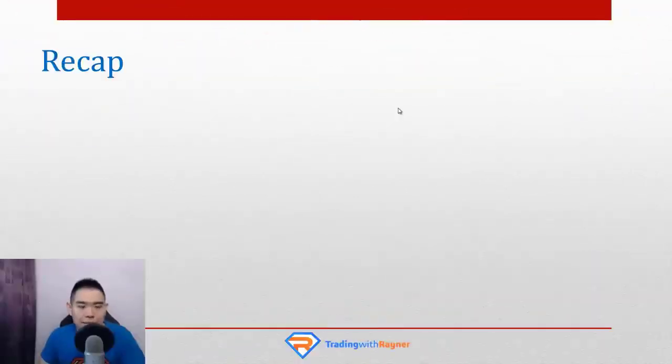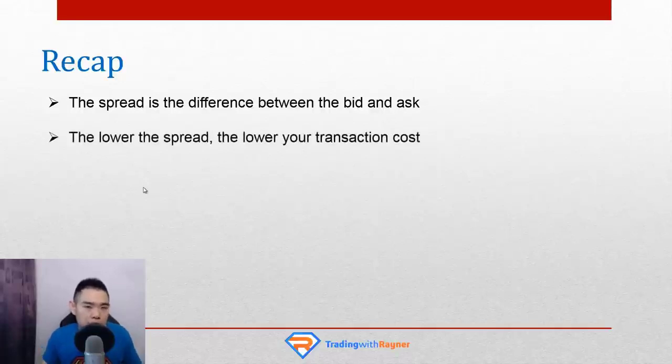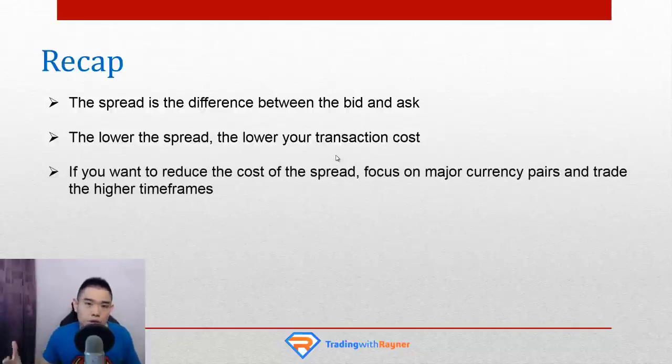So let's do a quick recap. Number 1, the spread is the difference between the bid and ask. The bid is the price that you can sell at. The ask is the price that you can buy at. Number 2, the lower the spread, the lower your transaction costs. And finally, if you want to reduce the cost of the spread, what you can do is to focus on the major currency pairs or trade off the higher time frames.